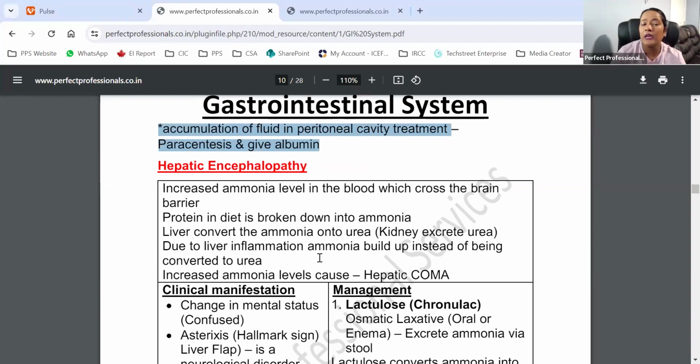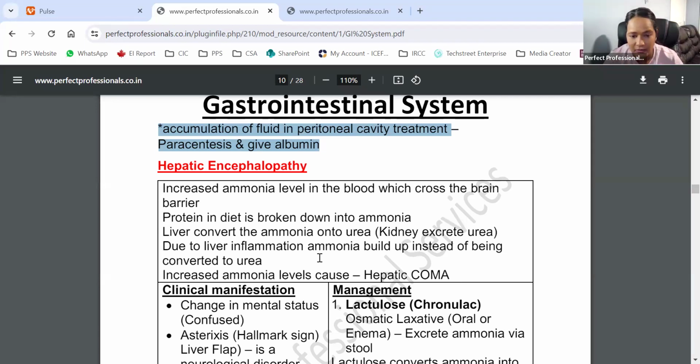Next is the hepatic encephalopathy. Okay. किसका पति? Liver का पति. Okay. Hepatic encephalopathy. Increased ammonia level in the blood which crosses the blood-brain barrier. Okay. Protein in a diet is broken down into ammonia. Liver converts this ammonia into urea. Kidney excretes urea. Due to the liver inflammation, ammonia builds up instead of being converted to urea. Increased ammonia level causes a hepatic coma.